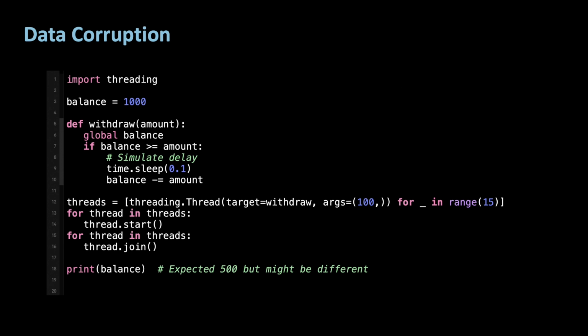Next, data corruption. By exploiting race conditions, attackers can cause data corruption, leading to inconsistent states or erroneous data, which can be particularly damaging in financial systems or databases. So what's happening? Multiple threads are trying to withdraw money from a shared balance. So if multiple threads check the balance simultaneously and see that it's sufficient, they can all proceed to withdraw, leading to an overdraft. So the check and update of the balance are not atomic, allowing interleaving operations.